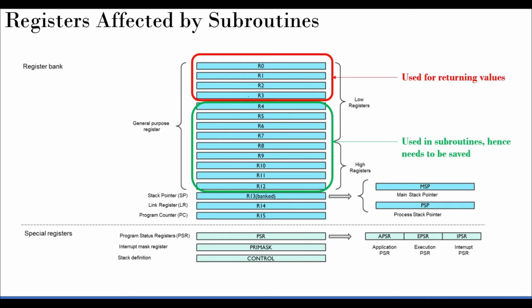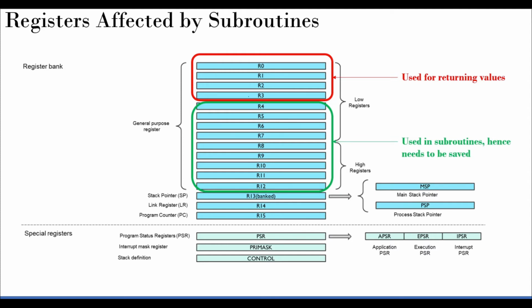But the problem is, if R4 to R12 had some value in the main function, then those values have to be preserved, because the moment you return from the subroutine to the main function, whatever were the original values in R4 to R12 should be kept as they are. So there is a necessity to preserve them the moment you enter the subroutine. Let me reiterate: the registers R0 to R3 are used for returning values from a function, which is very common. In C or MATLAB or Python, we generally return values from functions. That means R4 to R12 are used in the subroutine for calculation purposes.